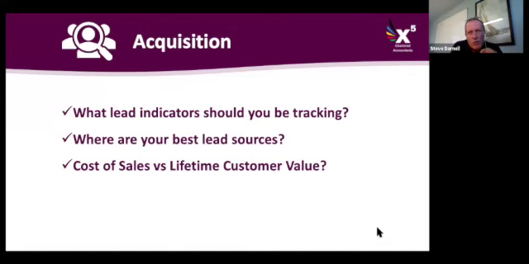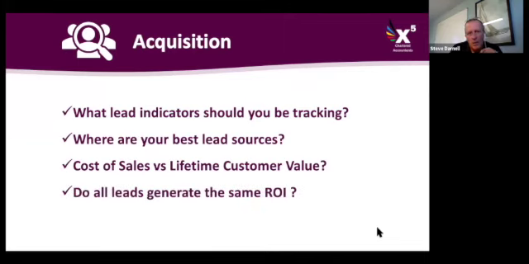And when you look at a client, don't just look at the value of the first transaction. If you can keep a client and you have recurring income coming from that client, what's the lifetime customer value of that client measured in profitability against how much should you invest in actually acquiring good clients? Because not all leads generate the same ROI. So there's a whole load of stuff that you really would ideally be understanding to make the best decisions as to what to do in terms of client acquisition.